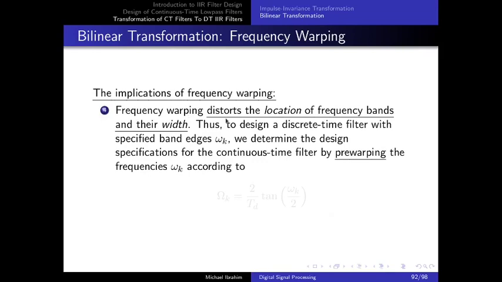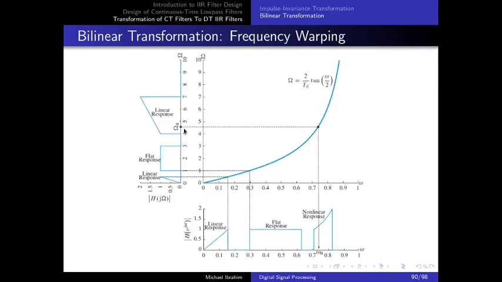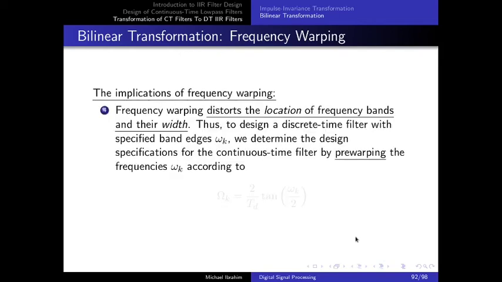Also, the frequency warping distorts the location of frequency bands and their widths. As we can see over here, this band extending from 1 to 3 was expanded in the discrete time frequency range, and this band extending from 4 up to 7 has been compressed. So the frequency warping distorts the location of frequency bands and their widths.